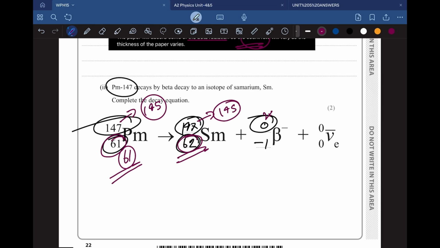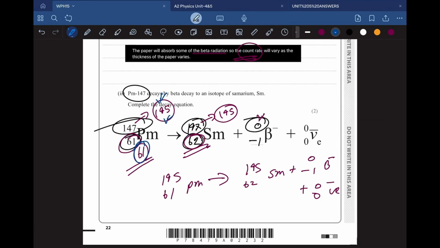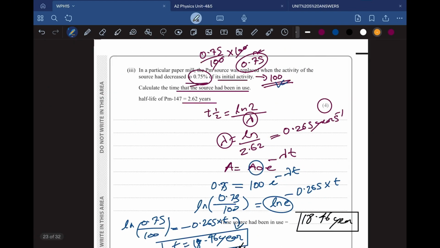So the configuration will be 145 by 61 Pm converts into 145 by 62 Sm plus 0 by minus 1 beta plus 0 neutrino. Okay. So now as we know the mass number, the actual mass number and the proton number, now let's move on to the question paper to do the actual question now.